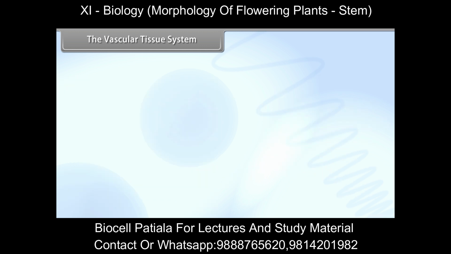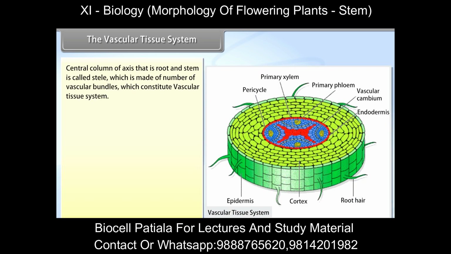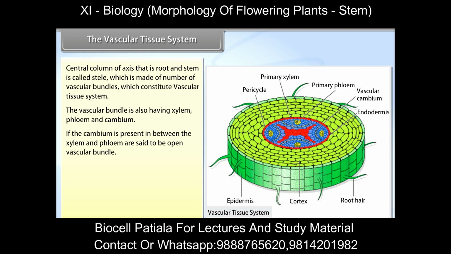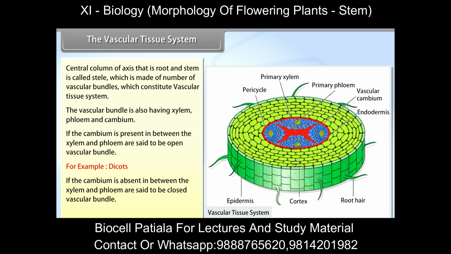The vascular tissue system. The central column of the axis, that is root and stem, is called stele, which is made up of a number of vascular bundles which constitute the vascular tissue system. The vascular bundle also has xylem, phloem and cambium. If the cambium is present in between the xylem and phloem, they are said to be open vascular bundles. For example, dicots. If the cambium is absent in between the xylem and phloem, they are said to be closed vascular bundles. For example, monocots.